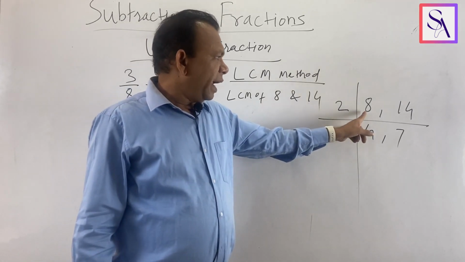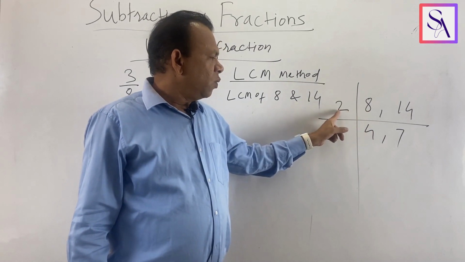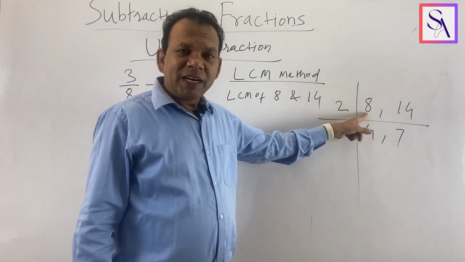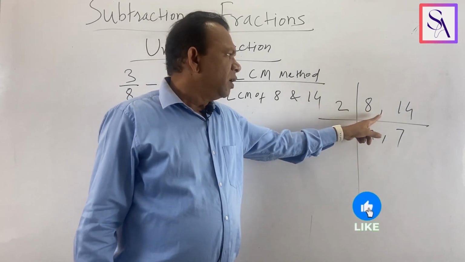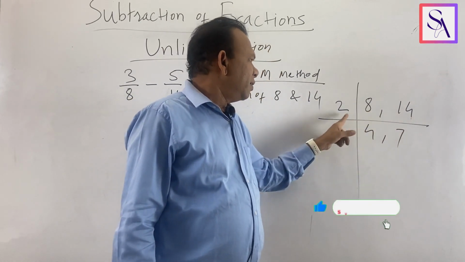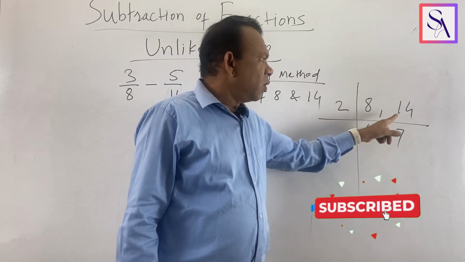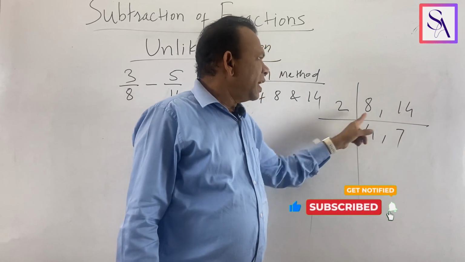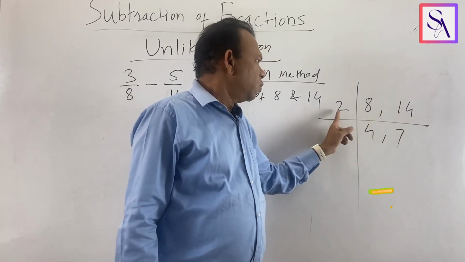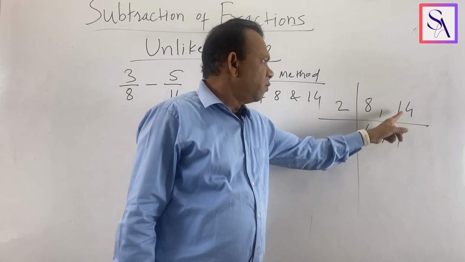So here 8 will be divided by 2, because 8 is even, that is the divisibility rule. Here 14 will divide by 2, right? Because 4 is even, that is the divisibility test for 2. So 2 4s are 8, 2 7s are 14.